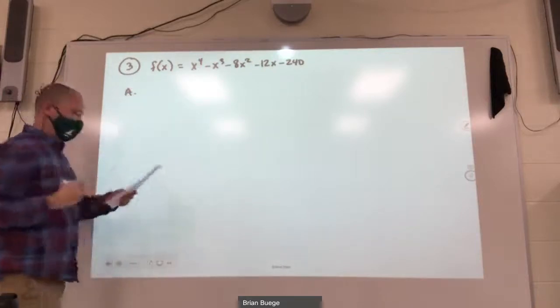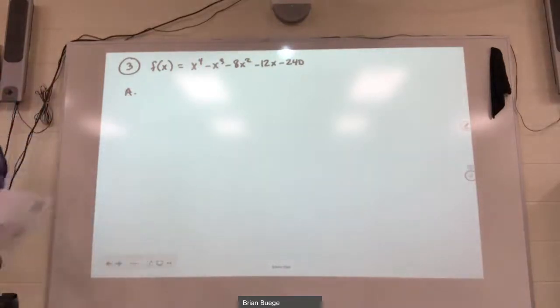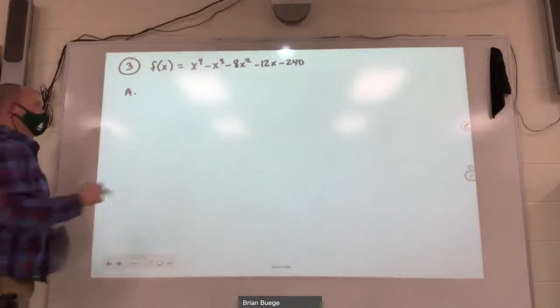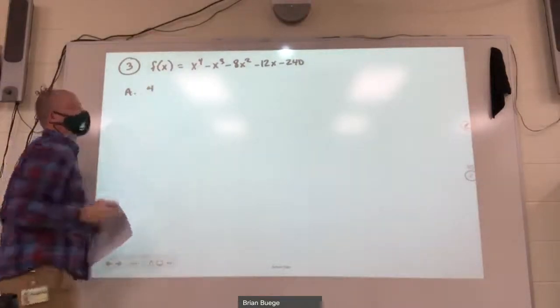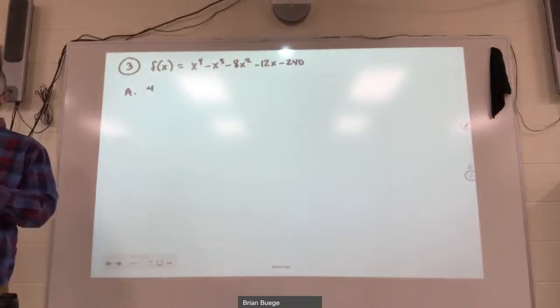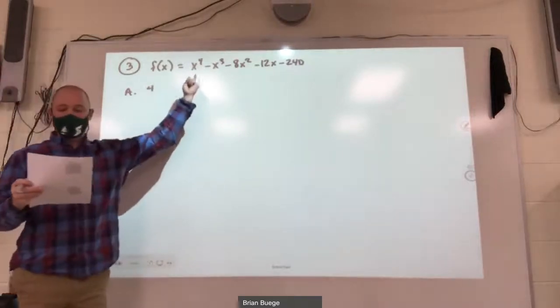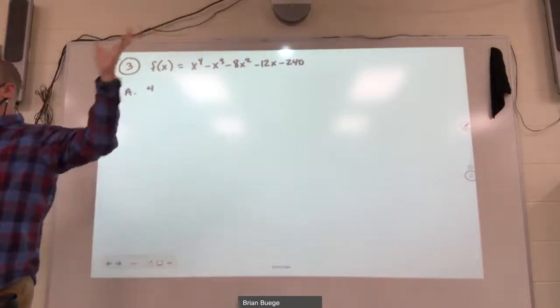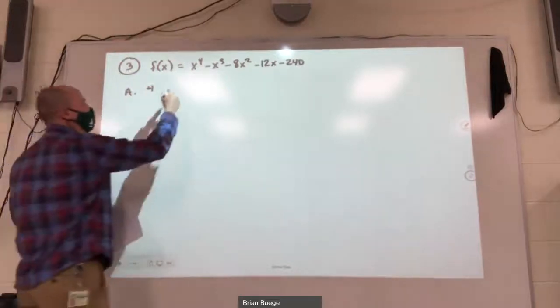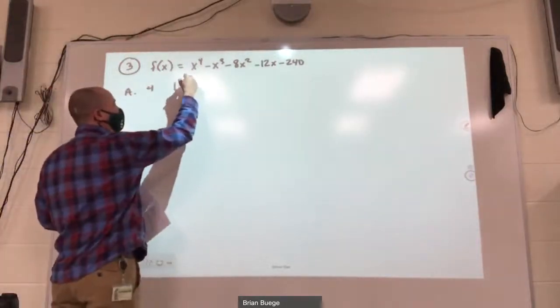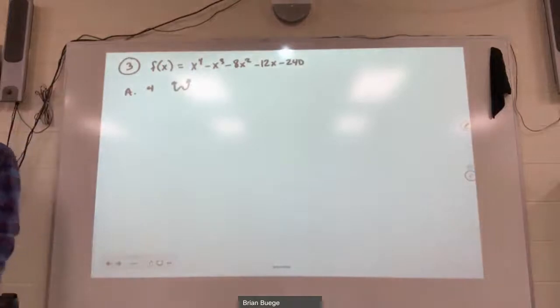So step A here says, what's the degree of this function? What do we got? 4. Yeah, this is a 4th degree function, okay? Which tells me, and it's also a positive a value, that the graph is going to have that W shape to it. I know that right away. That's the general shape of this graph.